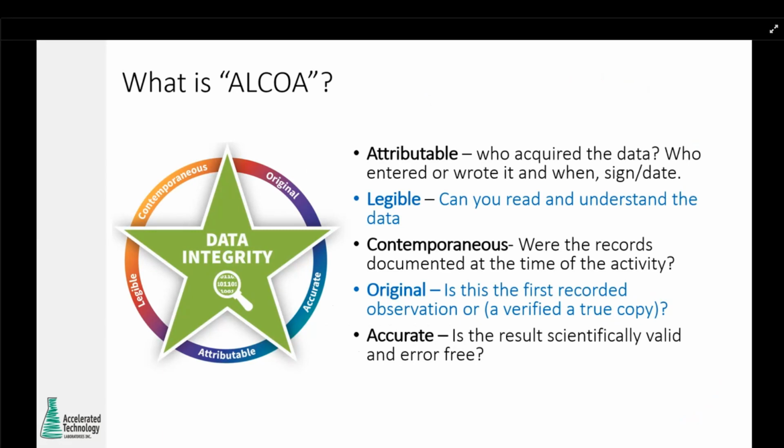All right, what is ALCOA? Many of you may have heard of this acronym. It stands for various characteristics of good data. It's attributable. It's been documented who acquired the data, who entered or wrote it, and when. Date and timestamps in the LIMS or other electronic system. Is it legible? Can you read and understand the data and information? Is it contemporaneous? Were the records documented at the time of the activity? Is it original? Is it the first recorded observation? Is it accurate? Is the result scientifically valid and error-free? So these are the components that make up ALCOA.